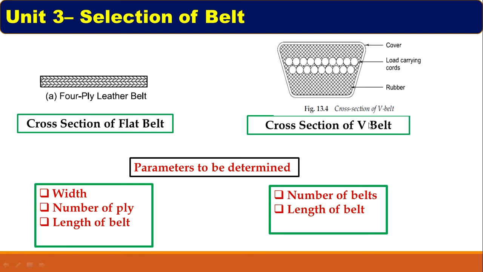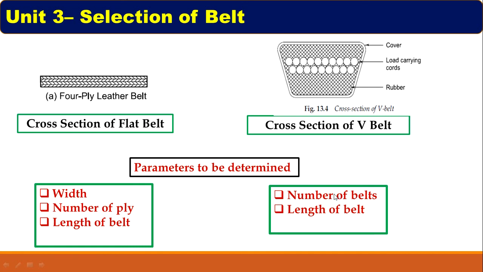This is the cross section of V belt. As this cross section is trapezoidal in shape, we call it a V belt, and this is the rubber, and in this rubber we have load carrying cords of metal, and this is the cover which covers the rubber and cords. So in the case of V belt, the parameters that we are going to determine at the end of the problem are the number of belts and the length of belt.